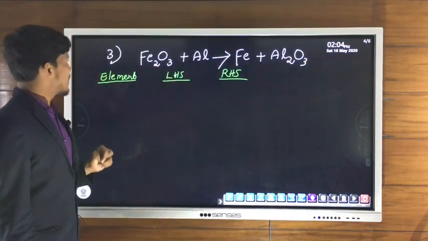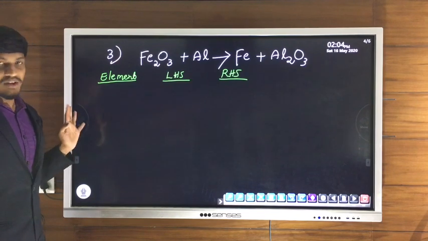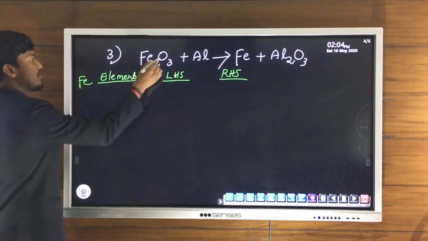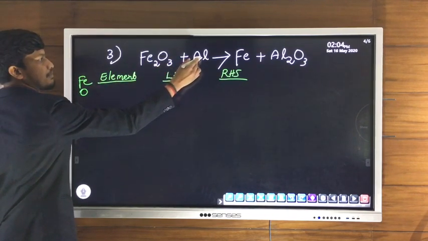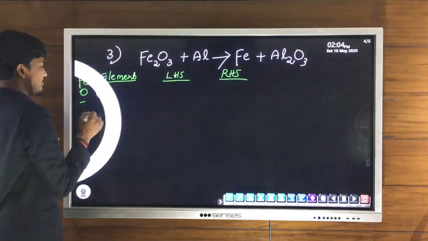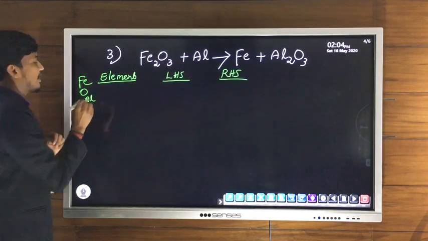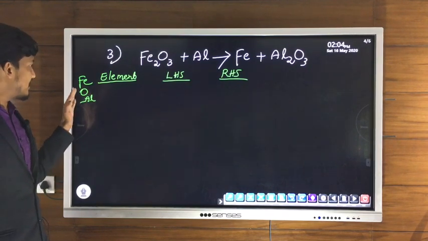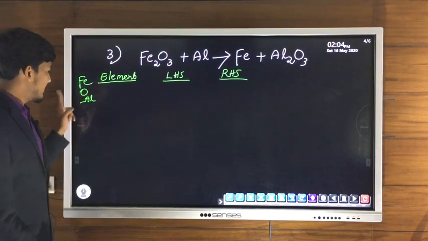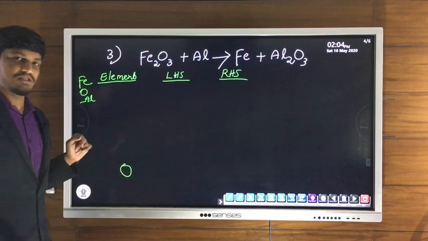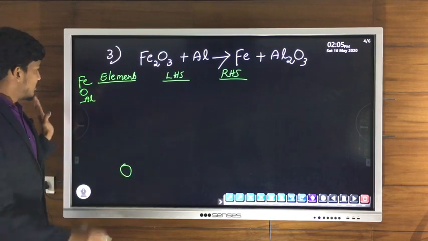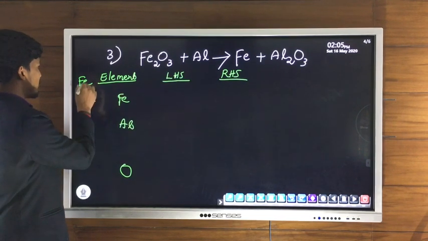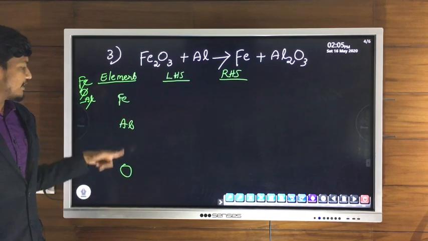Now the next example, number 3. First of all, we will find out which are the different elements. Fe2O3. From Fe2O3 we have Fe, oxygen, plus Al. Next one, from Al, which element? Aluminium. So only 3 elements, Fe, O and Al. And we know that if there is O and H, we will write them last. Here we have O, so we can write it in the last step. And no hydrogen atom. Other than O, we have Fe, iron and Al. So only these 3 elements, Fe, Al, O.